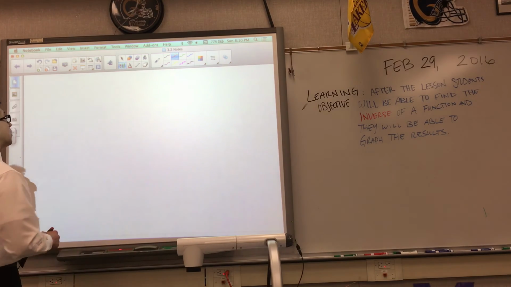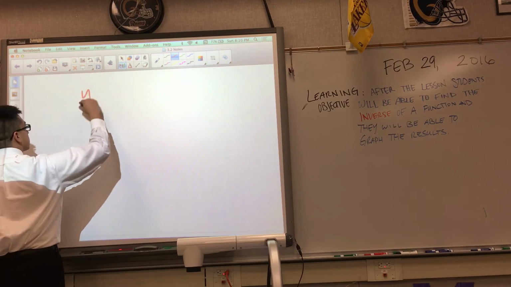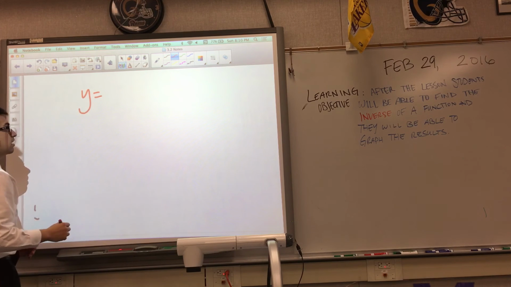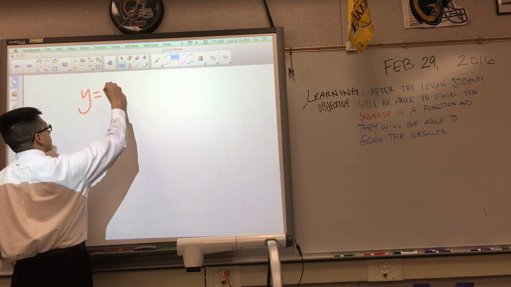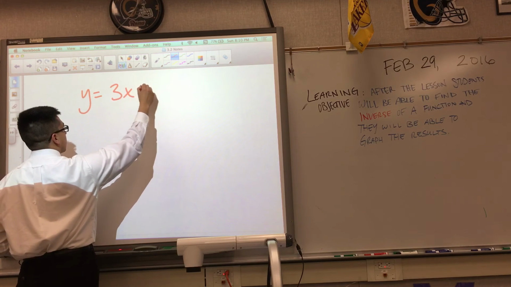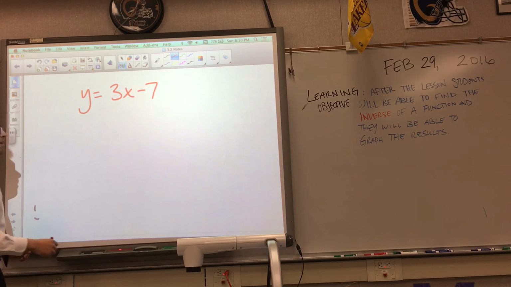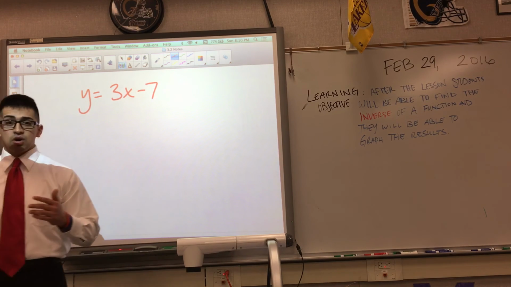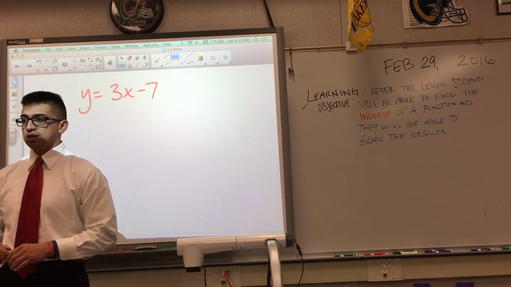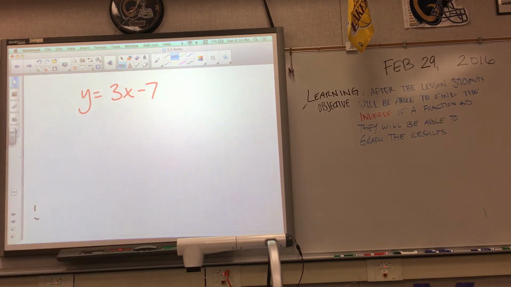So this is going to be our first problem today. It's going to be y equals 3x minus 7, and we want to find the inverse of this function. So go ahead and start now, and let's see what we come up with.